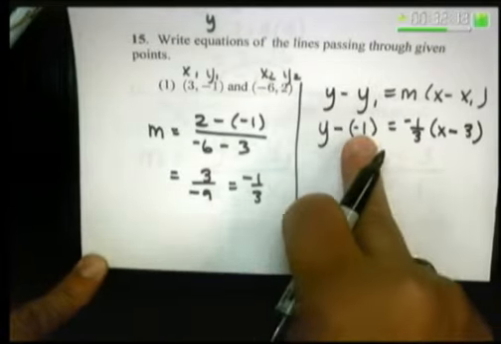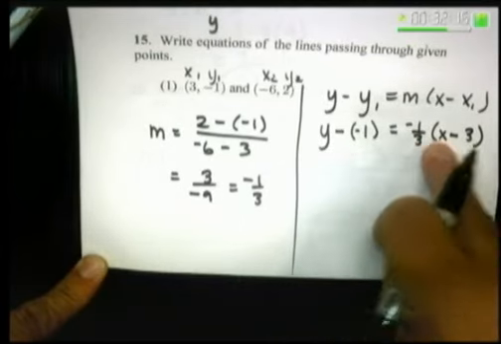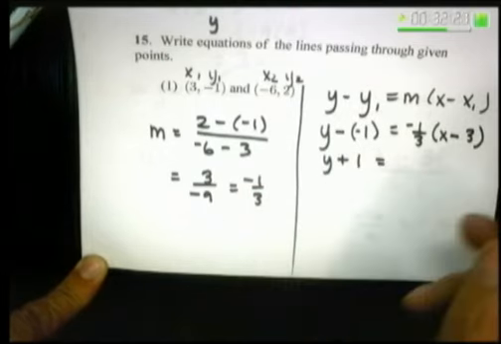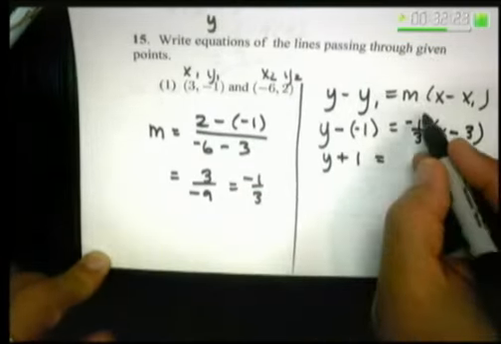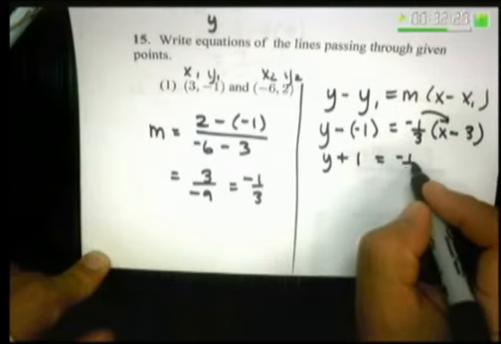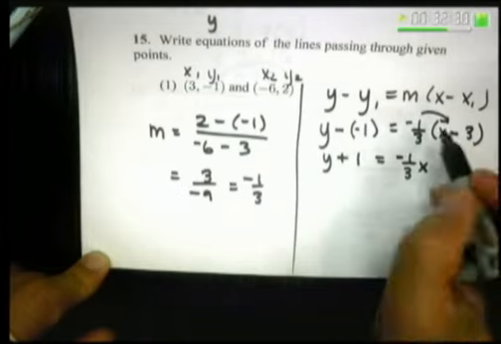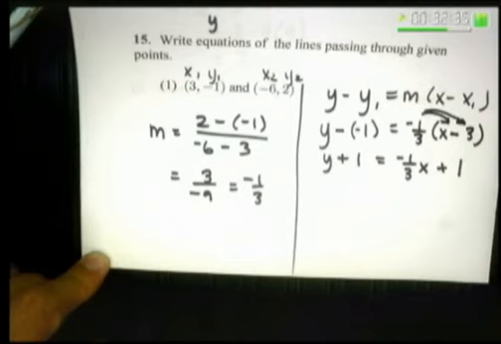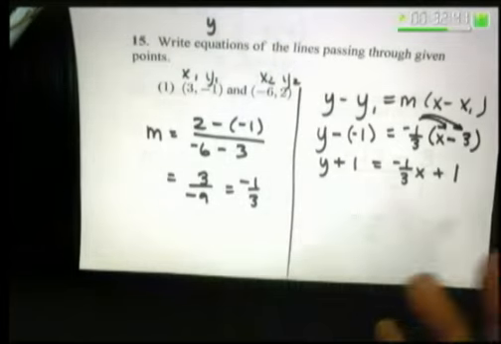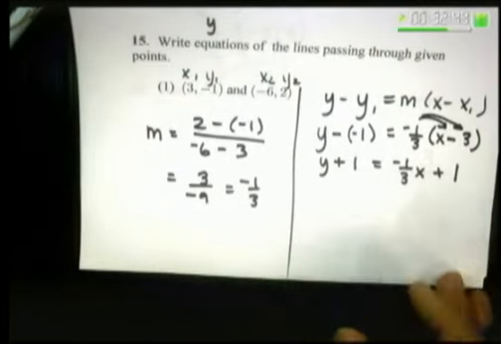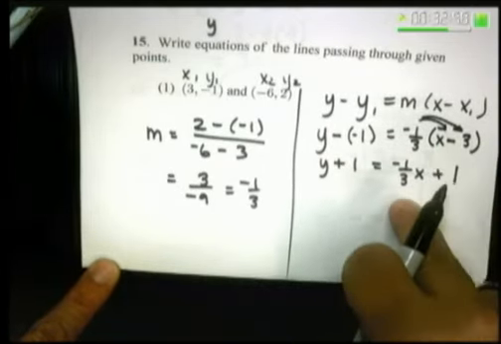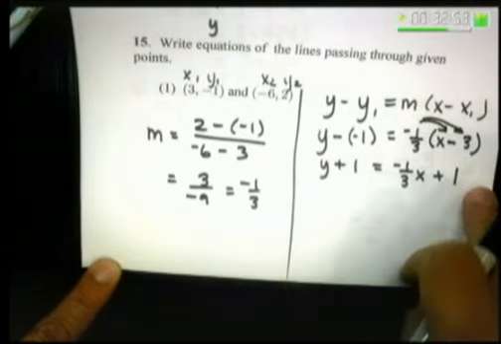So I got y minus y1 equals the slope times x minus x1. But what's y minus negative 1? Isn't that y plus 1? And if I multiply this out, negative 1/3 times x is negative 1/3 x. Negative 1/3 times negative 3 is positive 1. Sometimes I do that, sometimes I don't. Let me finish it this way, and I'll go back and do it the other way. So I just multiplied everything out this time. Negative 1/3 x is negative 1/3 x. Negative 1/3 times negative 3 is positive 1.